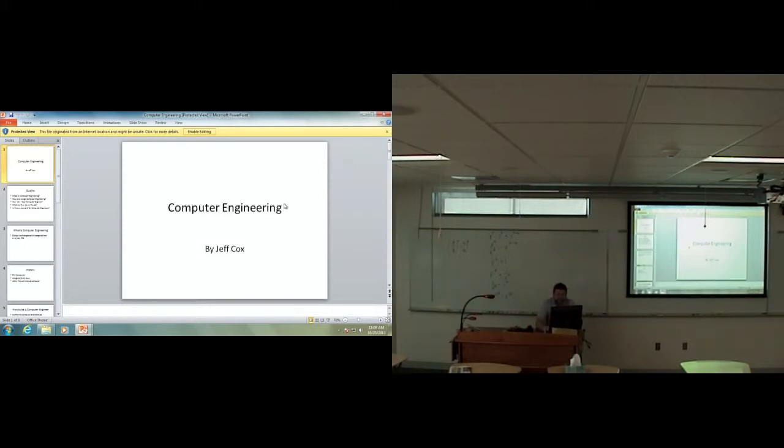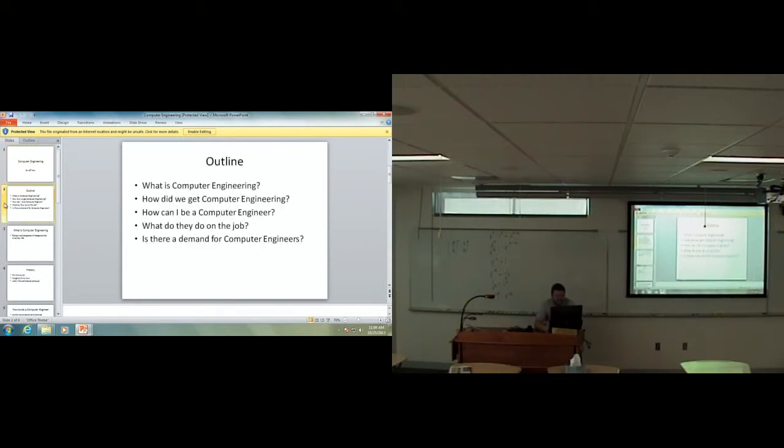But here we've got Computer Engineering by Jeff Cox. He probably would want to include, for Engineering 1010 or Engineering Essentials or whatever class he's doing this for, that information. His next slide is an outline, and that's very good. He has 5 things that he's going to talk about. You don't want to do very much more than that in a presentation.